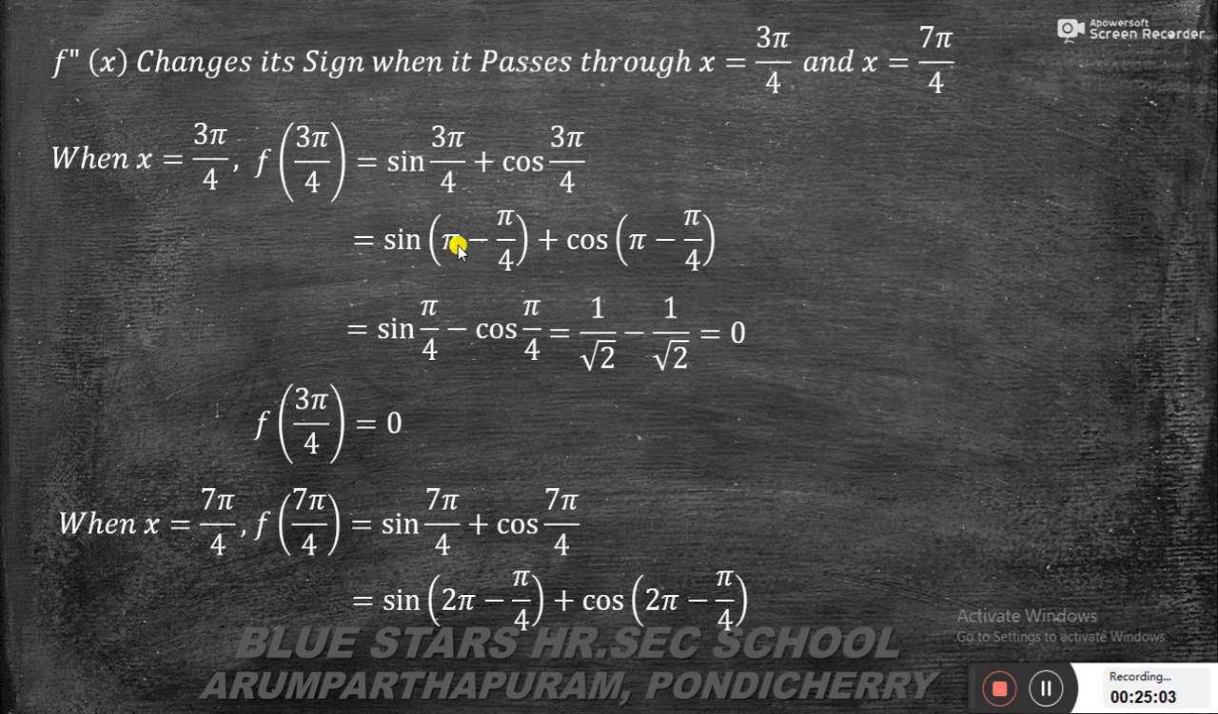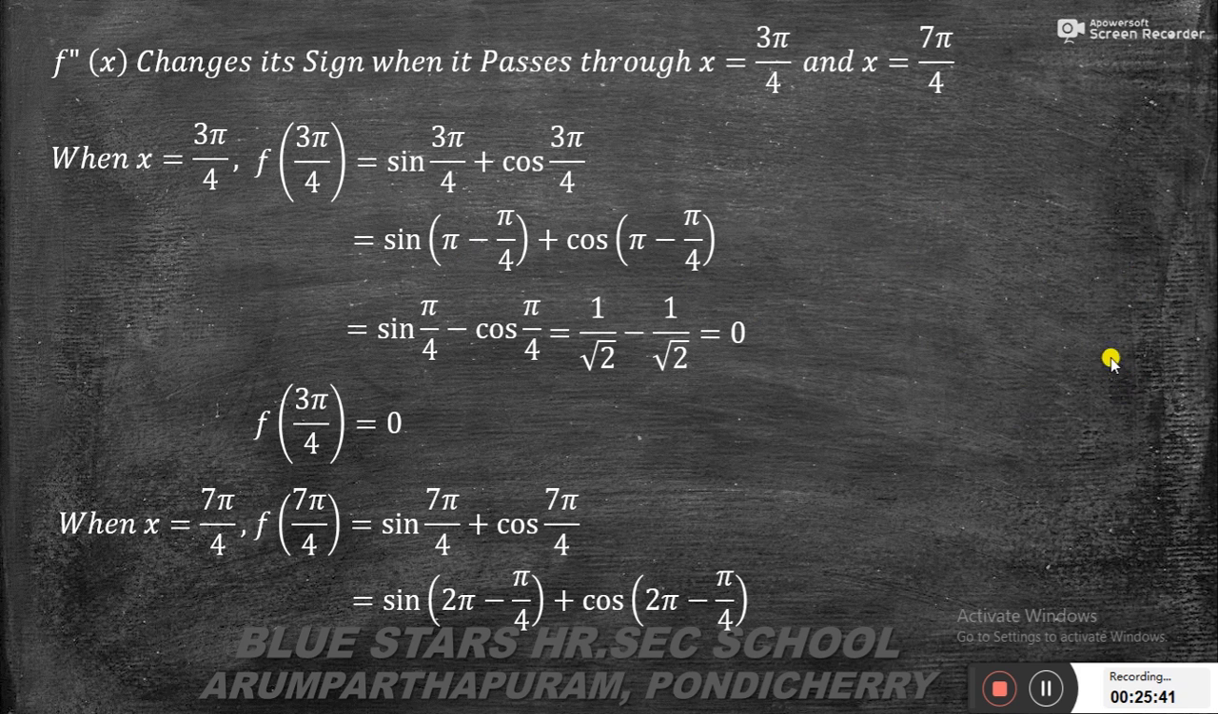So pi minus pi by 4 means, you see the quadrants at 180 degrees: first, second, third, fourth. The minus sign in the middle means we rotate downward. The angles are 0, 90, 180, 270, 360. So minus sign means we rotate from the downward.